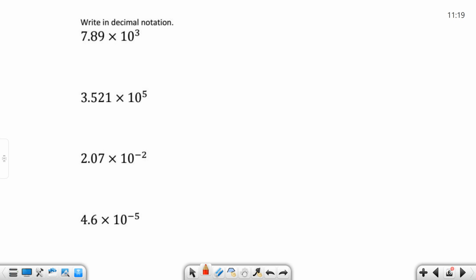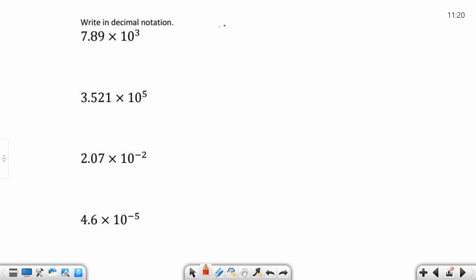Write this in decimal notation. So what I'm going to do, and look, I know people get caught up in, let's move it to the right and to the left and all this other stuff. I don't get caught up in that. I think about what am I doing, right? I'm multiplying 7.89 times 10 to a positive exponent. That's a positive 3. 10 to a positive exponent is big. 10 times 10 times 10, right? You're making this thing bigger.